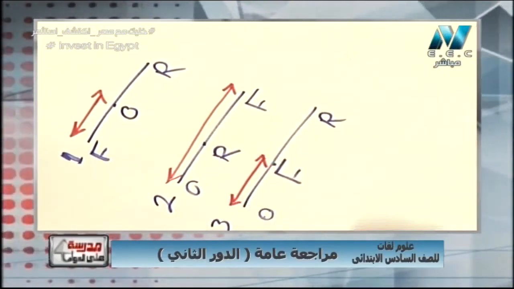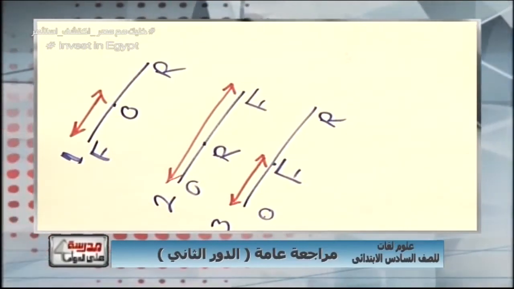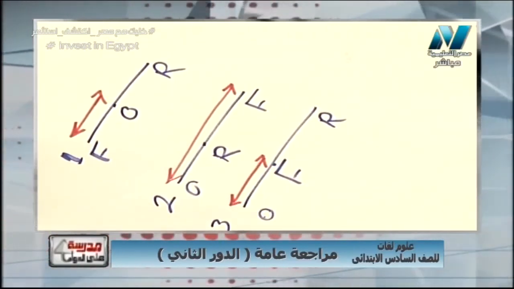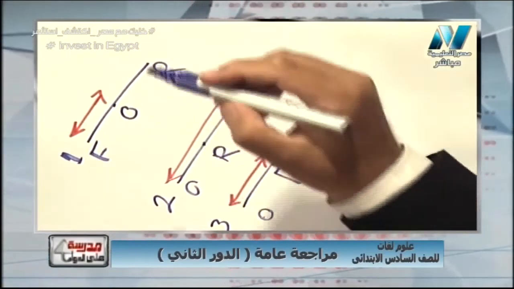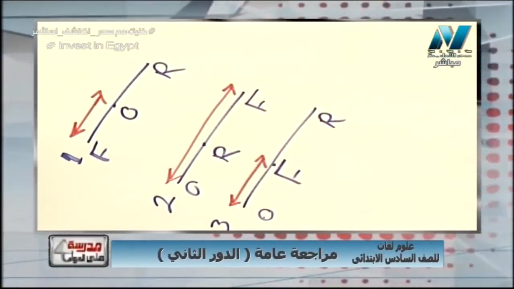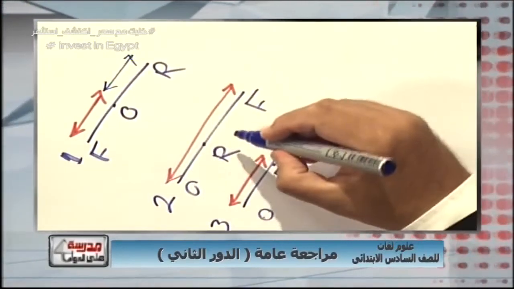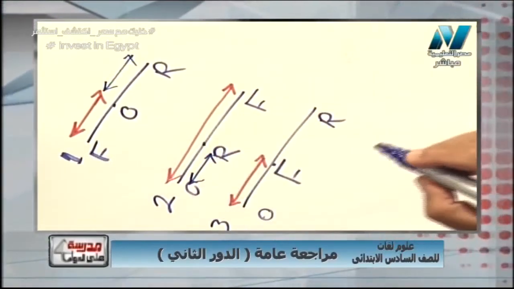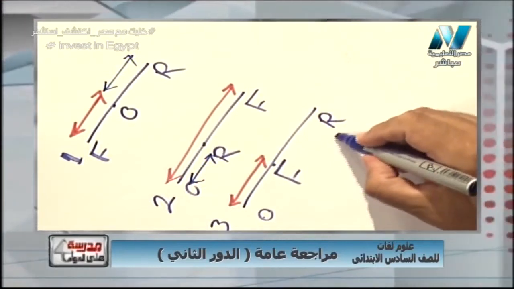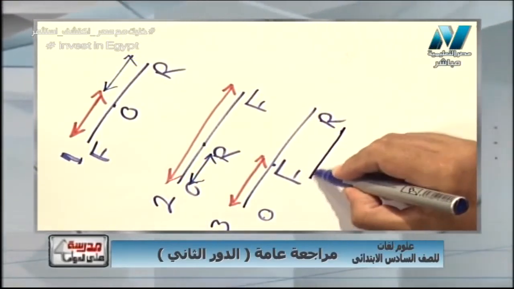O المسافة دي بس. طب نرسم ال resistance R باللون الأزرق. resistance R هي distance between the resistance and fulcrum، هي المسافة دي بس. resistance and fulcrum this distance only. اوكي.